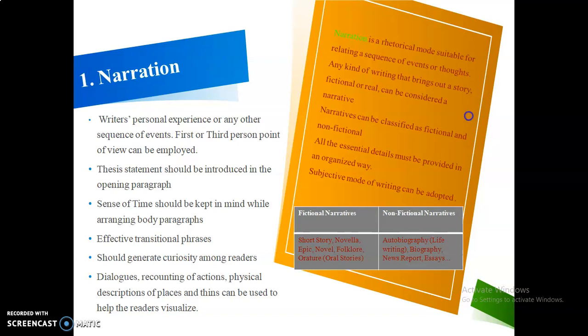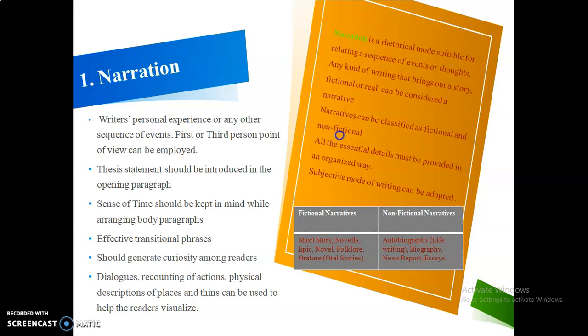And even sometimes the news reports from newspaper, or even news reports from TV channels or news channels, can also be considered as a narrative because it gives us a story, sometimes real stories or sometimes fictional or imaginative stories. So narration is a method which is suitable for telling stories or explaining stories. So narratives can be classified as fictional narratives and non-fictional narratives. Okay, there are two types of narratives: fictional narrative and non-fictional narrative.